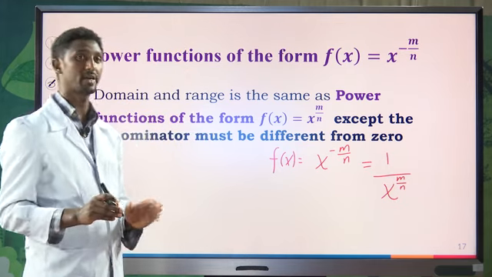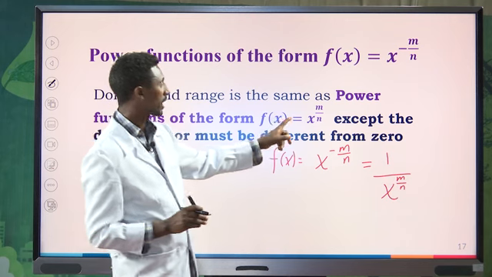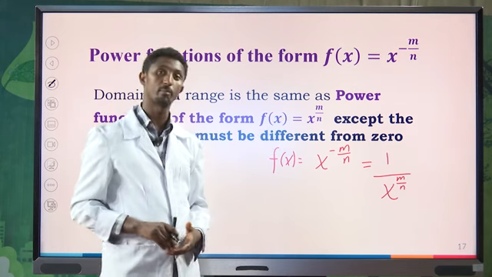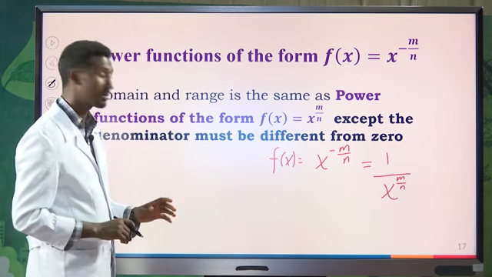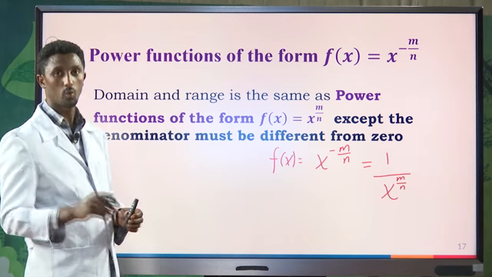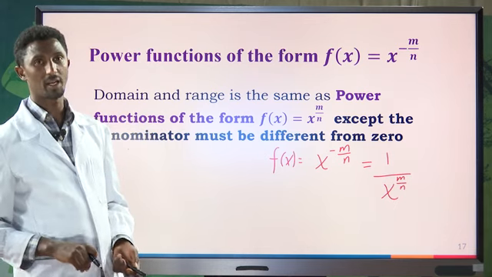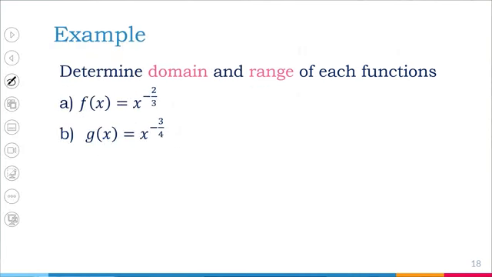But all the properties we have discussed before hold the same. So domain and range are the same as a power function of the form f of x equals x to the power of m over n, except the denominator must be different from 0. So we'll add this additional point to determine domain and range of a power function. Now look, determine domain and range of each function.